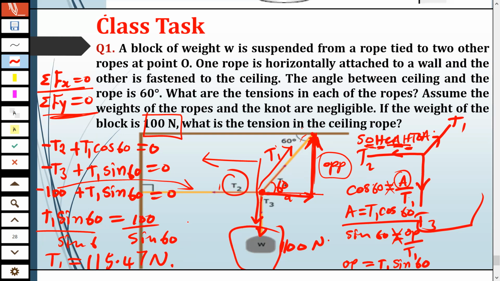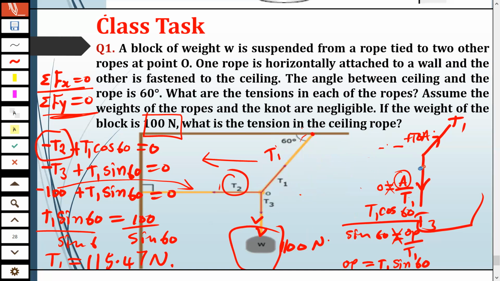But we're going to give them a bonus by also finding what? T2. Because T2, they have not asked us to find T2. They said what are the tensions in each rope. So meaning we find the tensions in both T1 and T2. So it's not a bonus. They are asking us to find those tensions. Okay. So let us find the other tension. So I'm going to write it here because I don't have space.